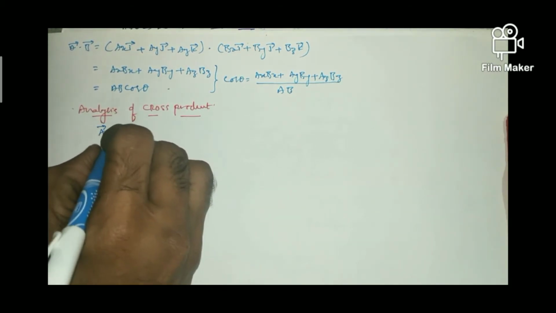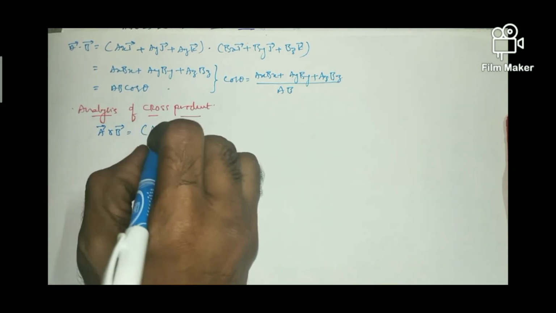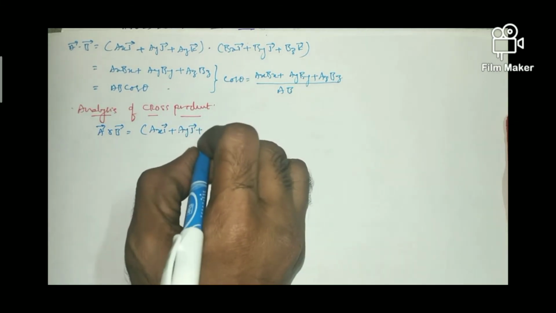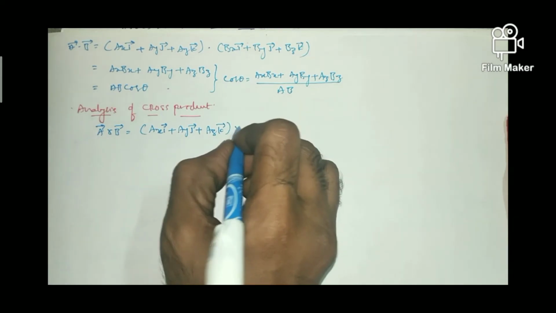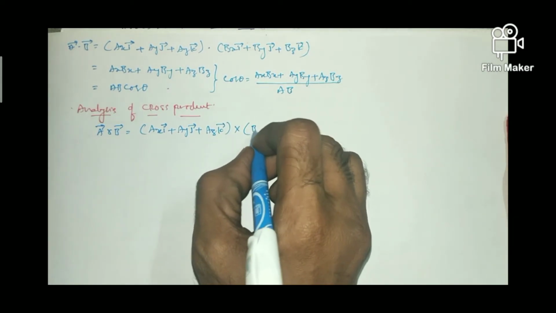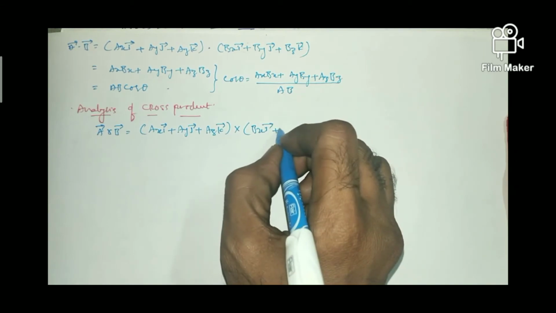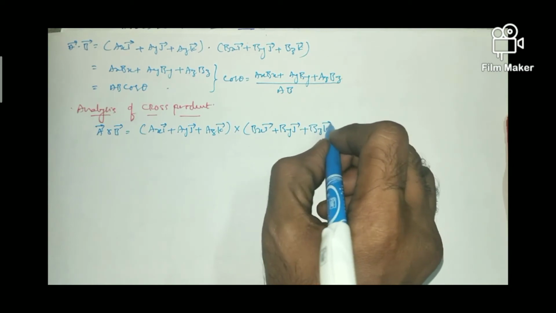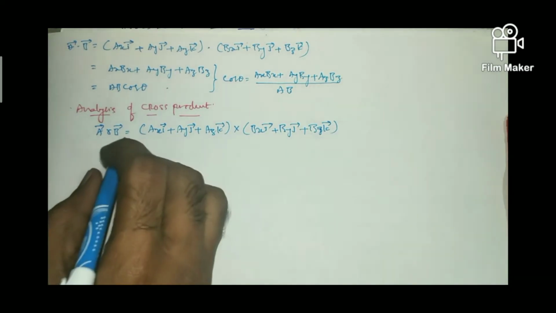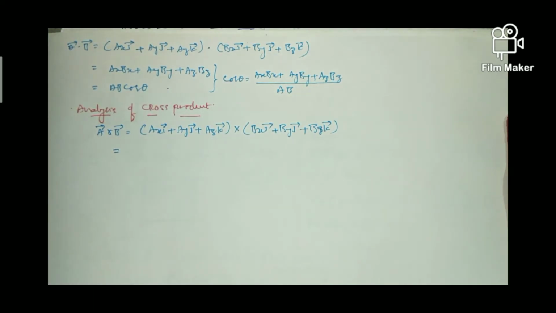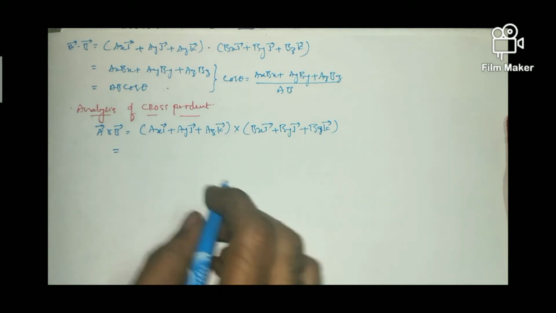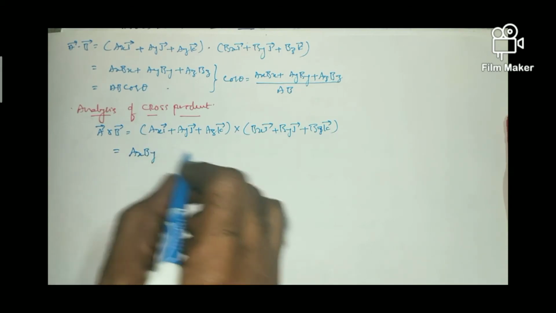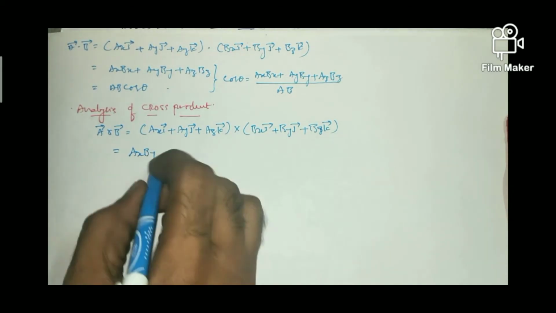Considering the same vectors as in the previous example, a bar cross b bar is equal to (ax i bar plus ay j bar plus az k bar) cross (bx i bar plus by j bar plus bz k bar). And we know that in the case of cross product, the magnitudes are equal to 0 when we consider the same unit vectors: i bar cross i bar, j bar cross j bar, or k bar cross k bar. For the other unit vectors, the cross product was already shown.